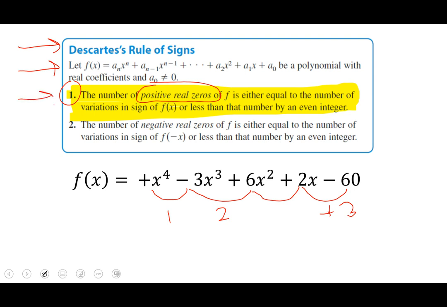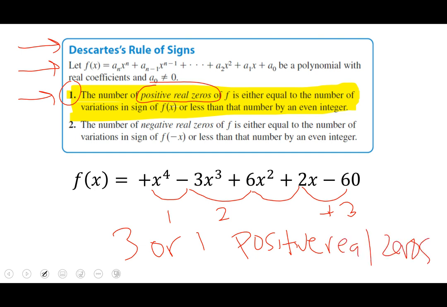And according to this rule number 1, the number of positive real zeros of f is either equal to the number of variations in sign, so 3, or less than that by an even integer. So if you were to go less than 3 by an even integer, you'd have to subtract 2, which means that there are 3 or 1 positive real zeros. So that's the first conclusion that you can draw based on part 1 of Descartes' rule of signs.